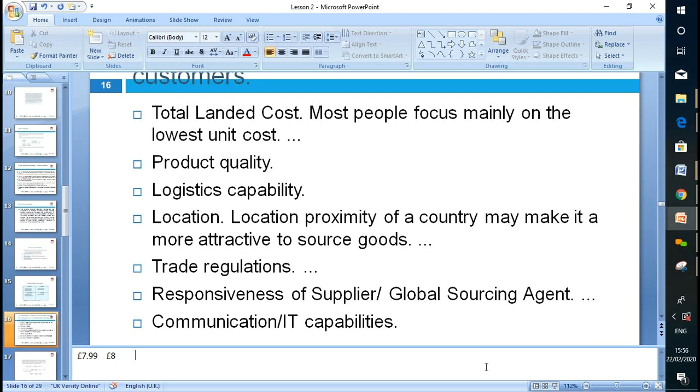Sometimes maybe we reduce the weight and charge the price. People say, oh, it's still a pack of this, but maybe the weight inside is different. So we can look at the total landed cost. Most people focus mainly on the lower unit cost. We look at product quality. We look at logistic capability. What is meant by logistic capability?